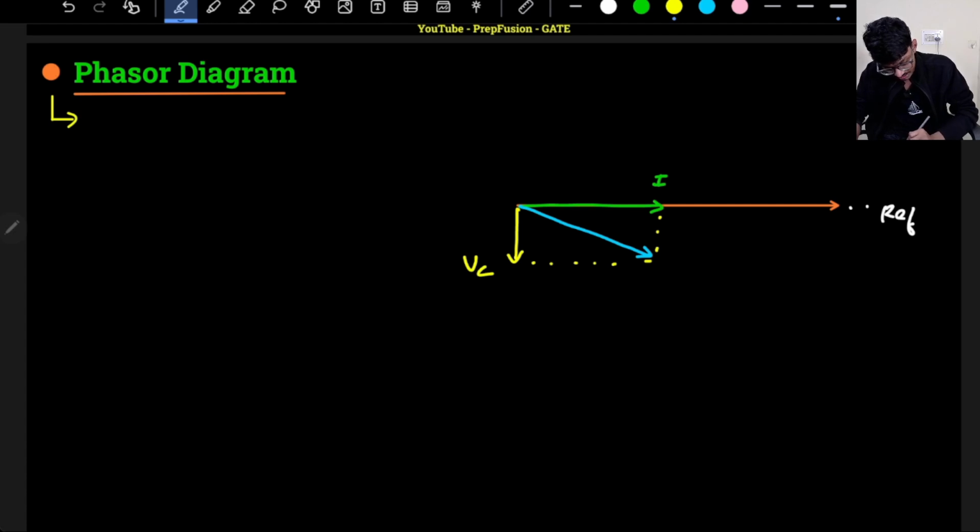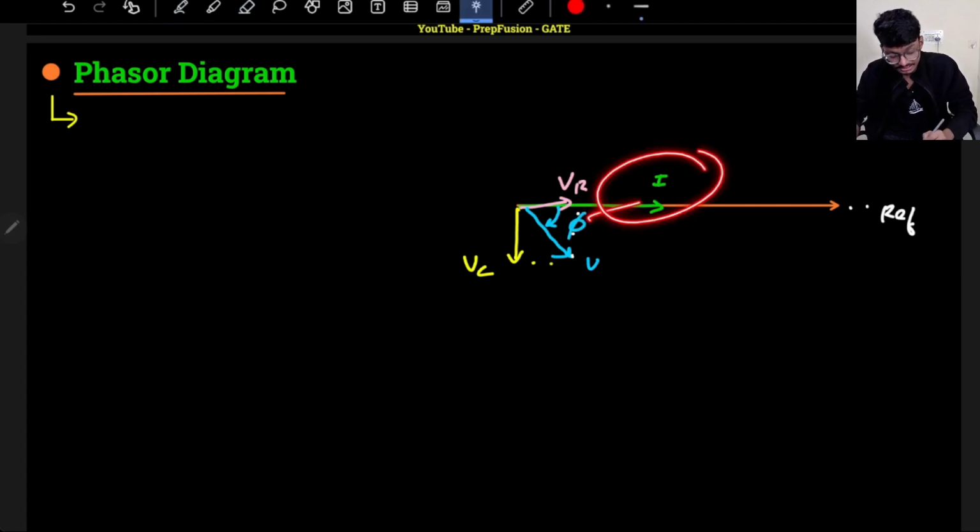Okay, this VC and VR, right? VR is in the same phase as I, because it is resistive. So the addition, sorry for this, this is not the addition. My voltage V will be the vector addition of VR and VC. So it will be somewhere here. This will be V, and you see that right now my angle phi is negative. So not lagging, I am leading basically, because my current is leading the voltage.